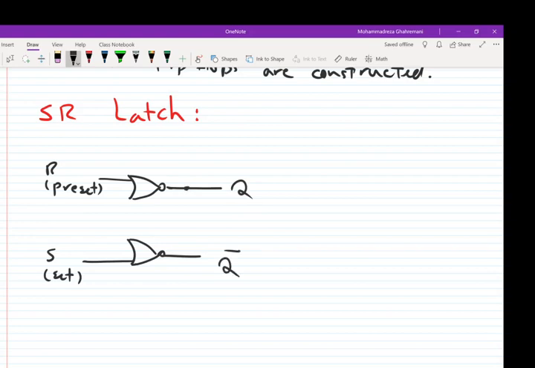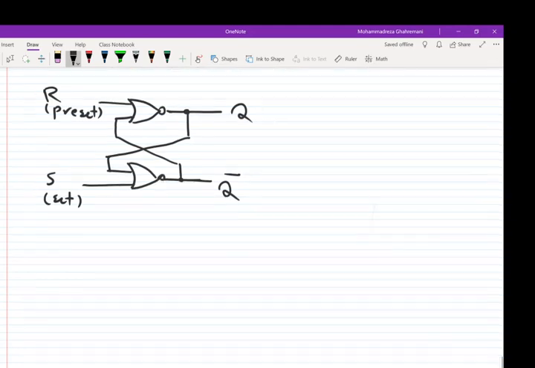The output of one NOR gate is connected to the input of the second NOR gate, and the output of the second NOR gate is connected to the input of the first NOR gate. This is the basic structure of any storage element. Let's see how it works. It's very important to analyze this circuit to see how it works and how it's able to store data.